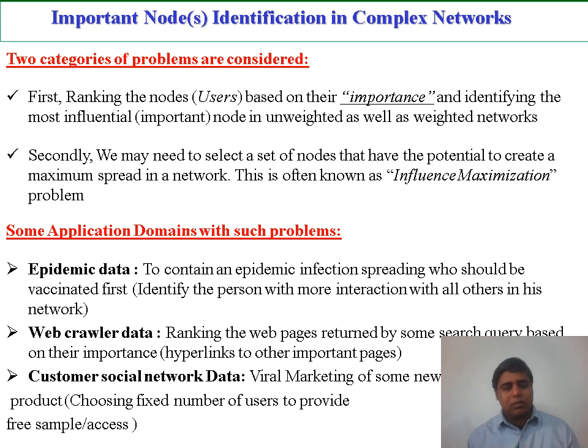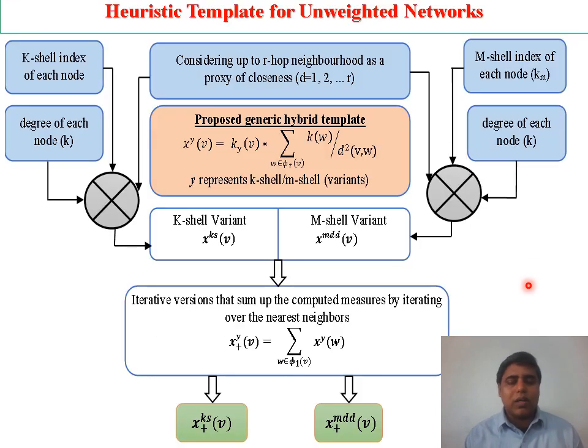Whenever we model a problem as a network, we have to employ network analysis, like centrality metrics or centrality algorithms, to find the influence. In this work we have proposed a heuristic template-based centrality measure, where we have used multiple classical centrality metrics like degree, betweenness, closeness, and K-shell, etc., to provide a template.